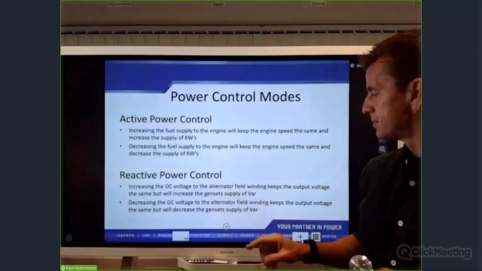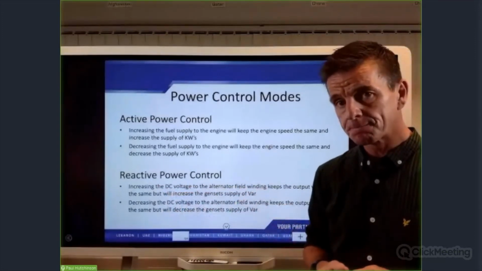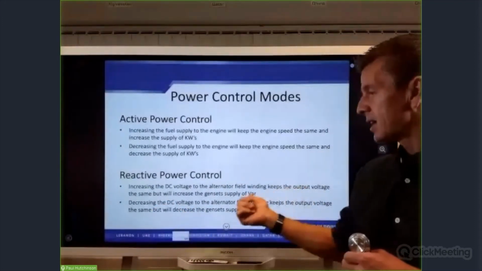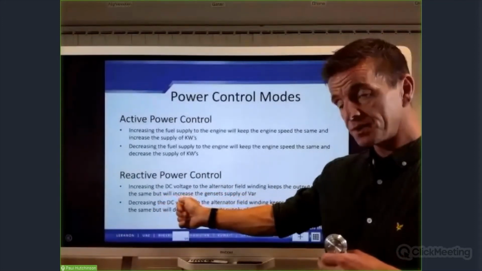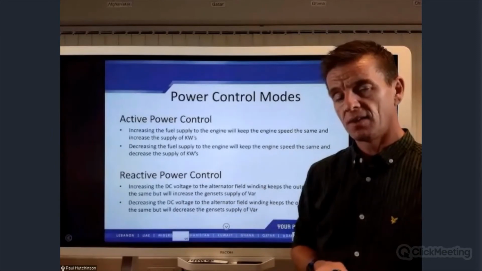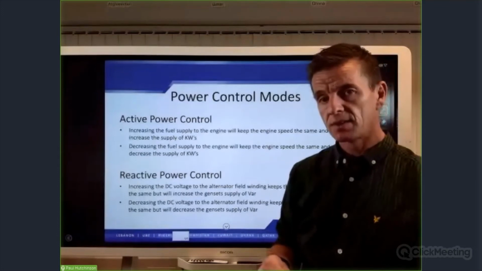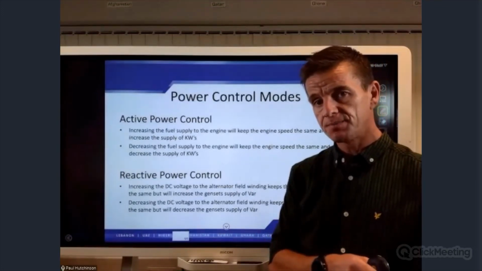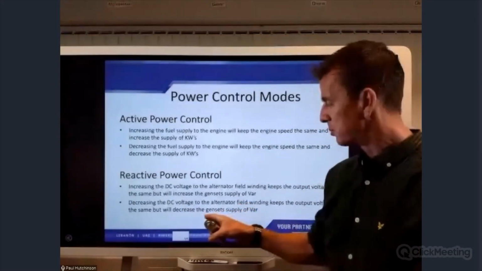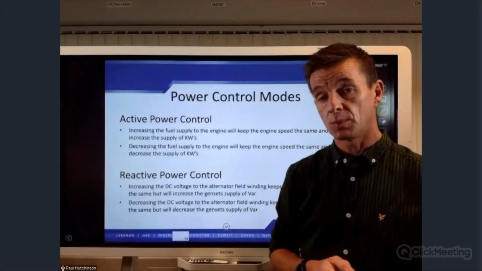Reactive power control. Okay, so increasing the DC voltage to the alternator field winding. Okay, so we're talking about the AVR bias. Okay, keeps the output the same, but will increase the genset supply of VAR. Okay, voltage amps reactive. Likewise, going the opposite direction. Okay, it will keep the voltage the same, but it will decrease the genset supply of VAR, voltage amps reactive. Okay.